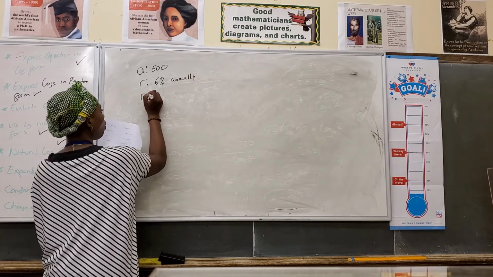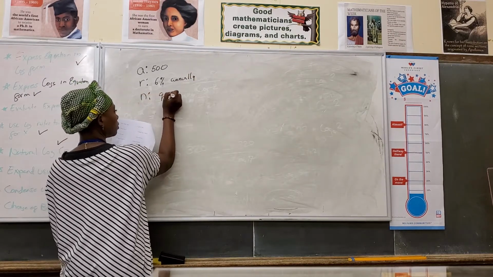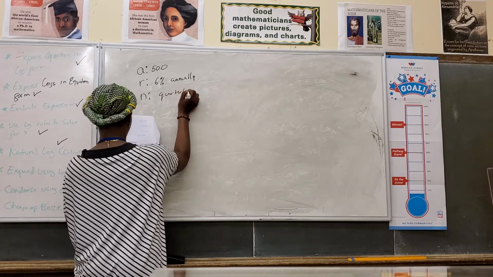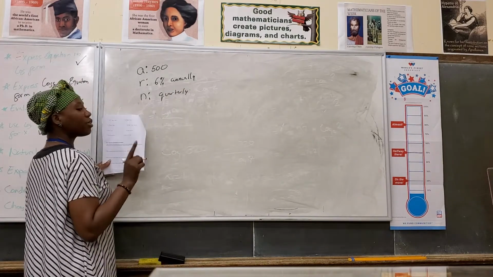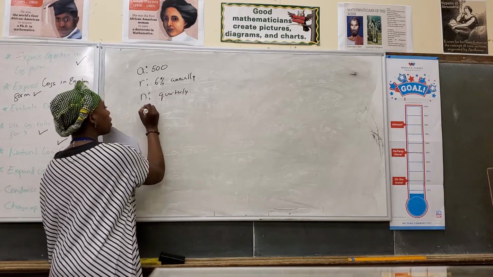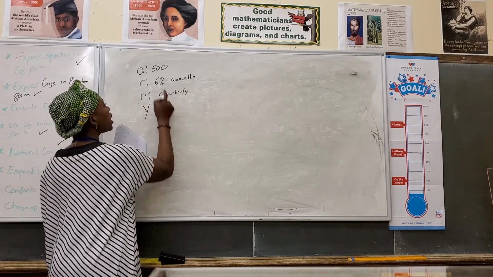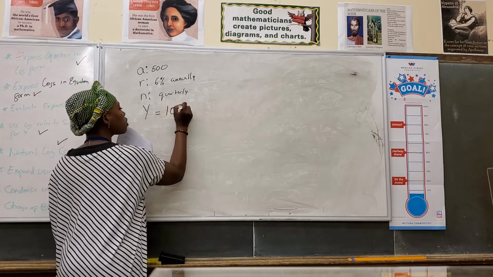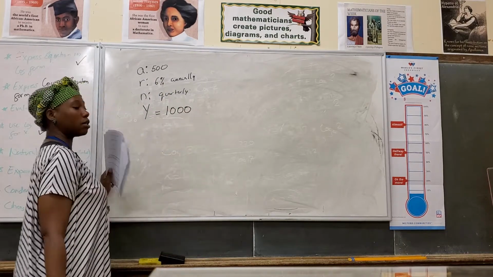Compounded quarterly. That means it's done 4 times a year. When will the balance double? So when will we get a double? When will our Y, our output, equal double what we got? So when will our output be 1,000?